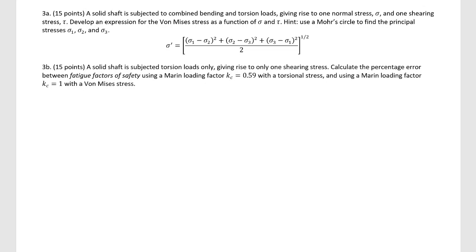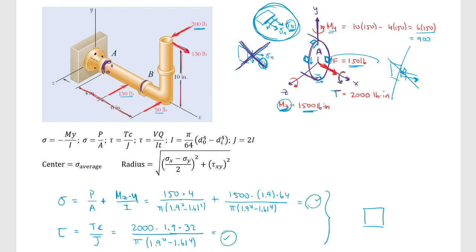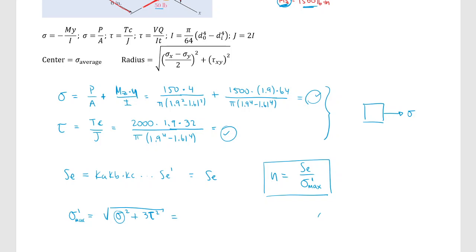3A, a solid shaft is subjected to combined bending and torsion loads, giving rise to one normal stress and one shearing stress. So basically, same thing that we got here. When I combine these two, sure, it looks like this. But when I combine the two sigmas and I add them together, I basically just ended with one sigma. It doesn't matter if it's X or Y, and shearing stress.